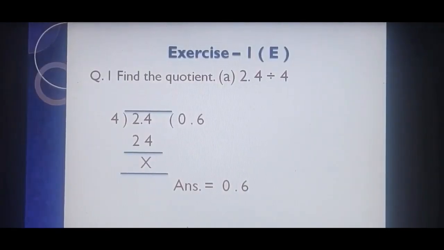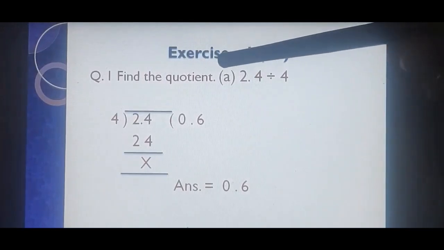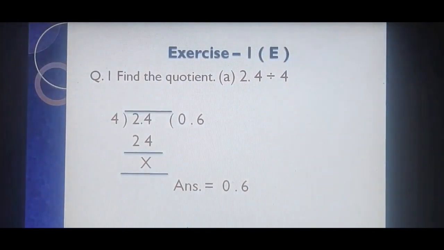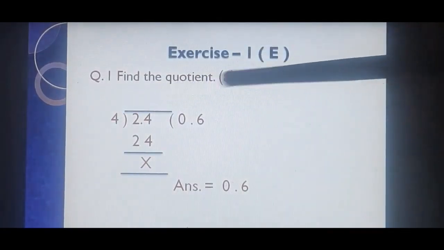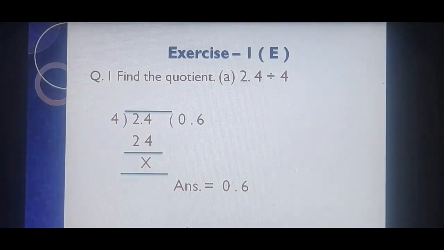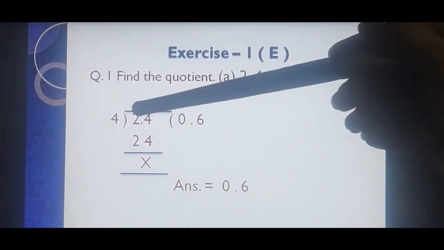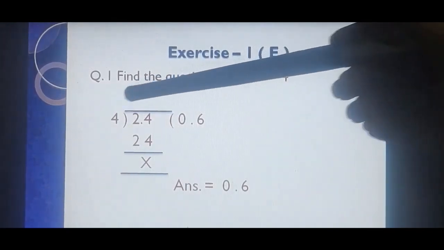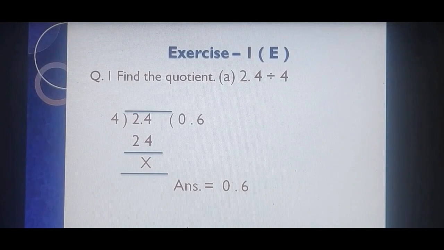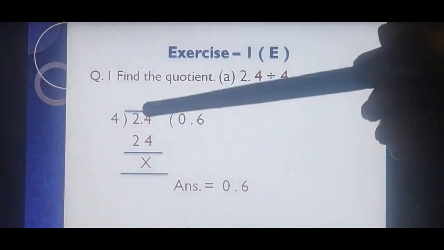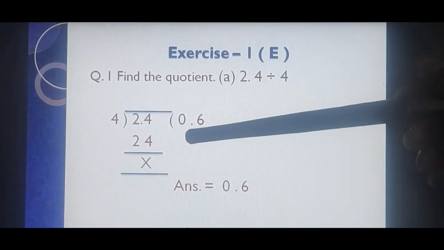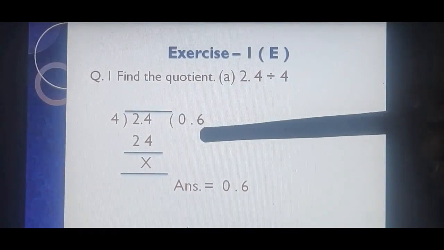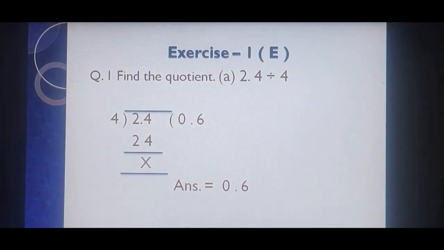Let's start with exercise 1E. Question number 1. Find the quotient. A part: 2.4 divided by 4. In multiplication we don't take the decimal, but in division we will consider it. So we write 2.4 as the dividend and 4 as the divisor. 4 6s are 24, right? Then you put the decimal at the last. After the decimal how many digits are there? 1. So in the answer also after the decimal we want 1 digit. So count from 1's place once and then put the decimal. So our answer will become 0.6.